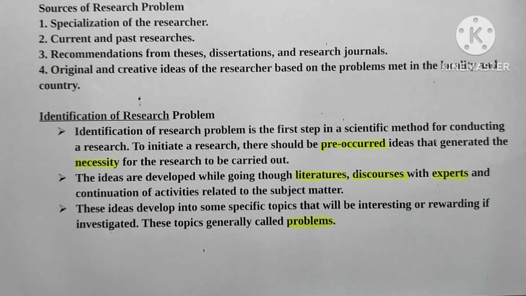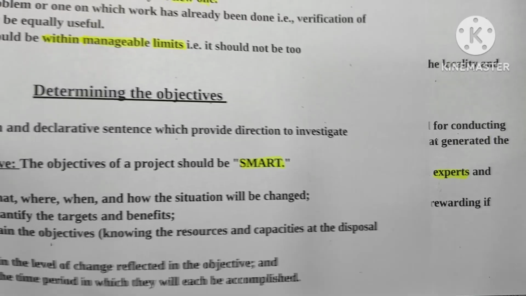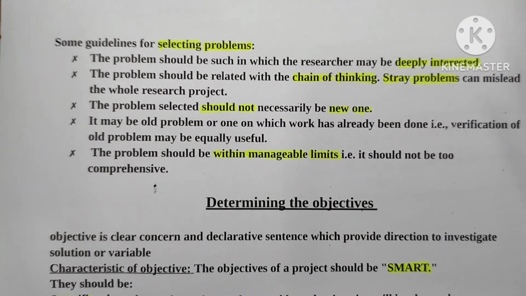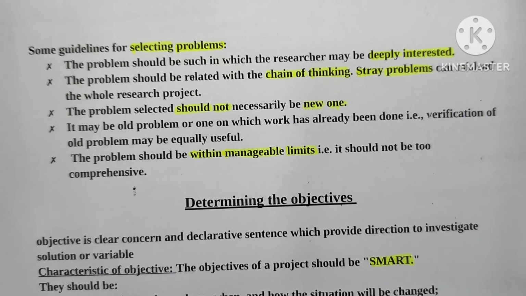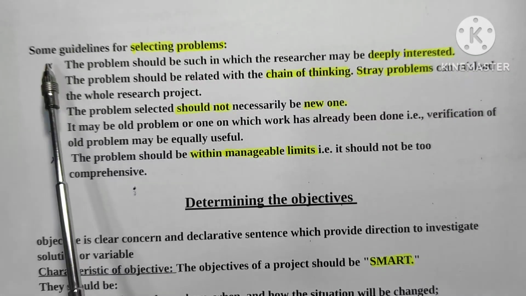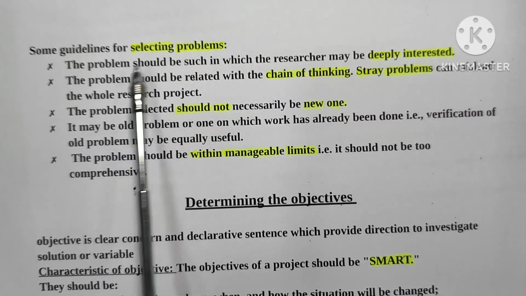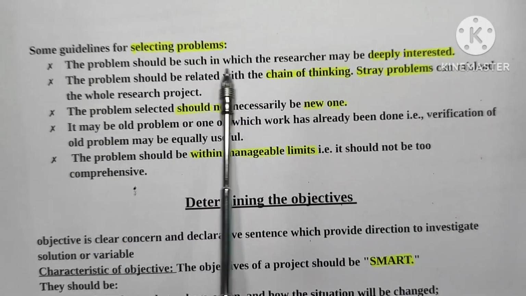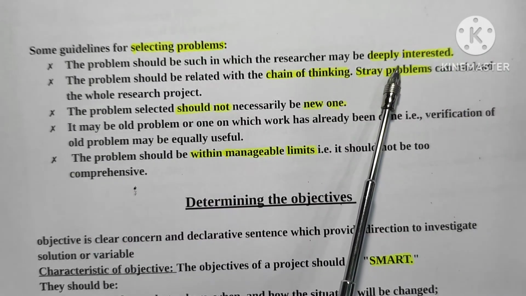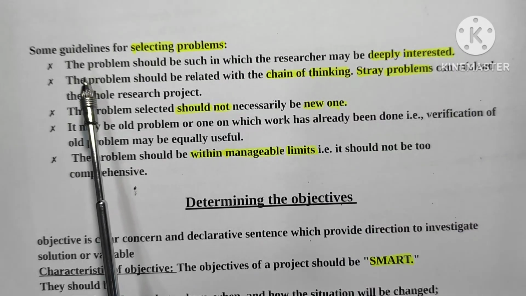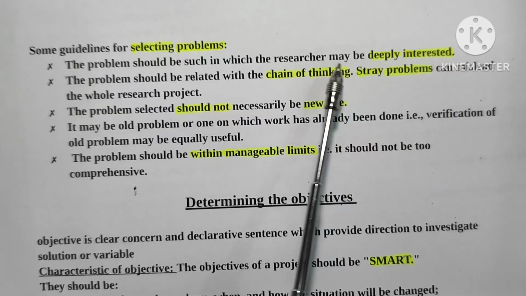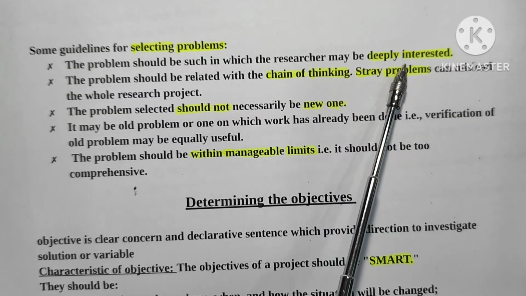Then next, some guidelines for selecting the problems. How to select a problem? There are some guidelines. The problem should be such in which the researcher may be deeply interested. You should have interest, or you cannot force the person to conduct research. They should have interest to do the research. So deep interest should be there.